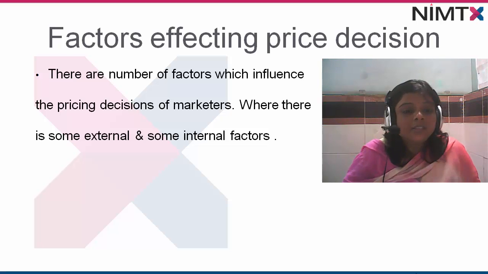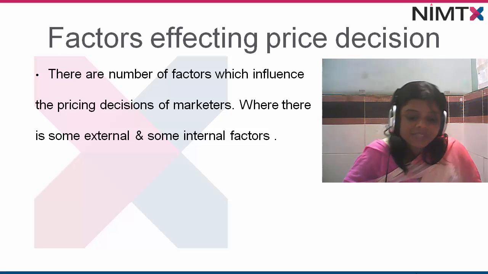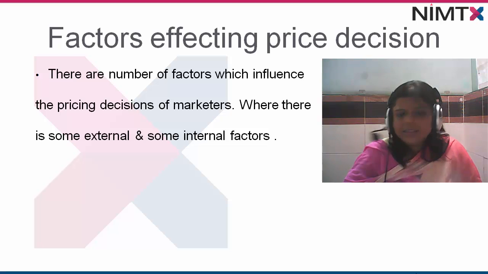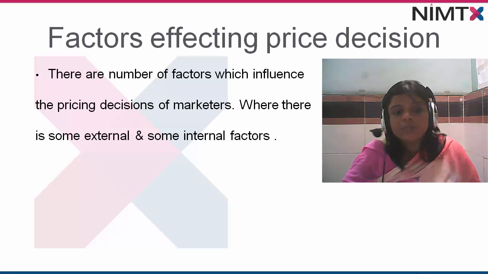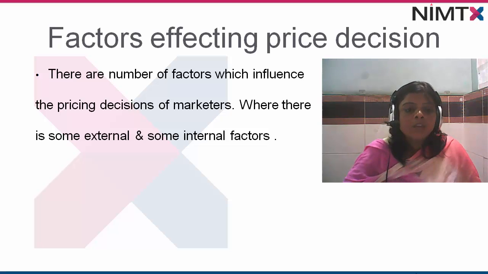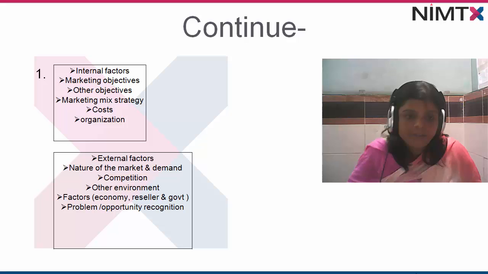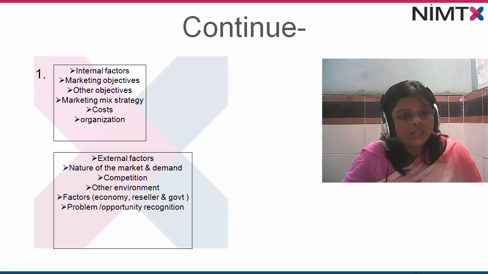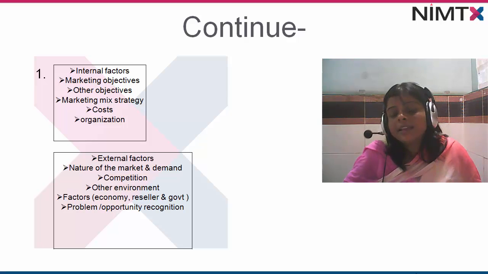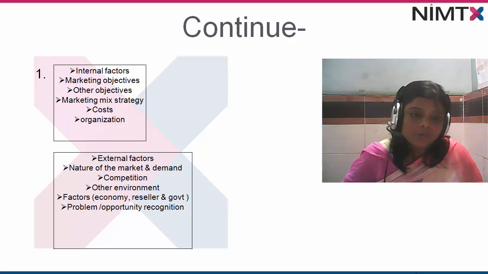Then factors affecting the price decision. You should know there are two types of factors which always affect the price decisions. There are internal factors as well as external factors. There are a number of factors which influence the pricing decisions of a marketer, where there are some external and some internal factors. You should know which are the internal factors. What is your marketing objective? There can be other objectives also which decide the price of a product.